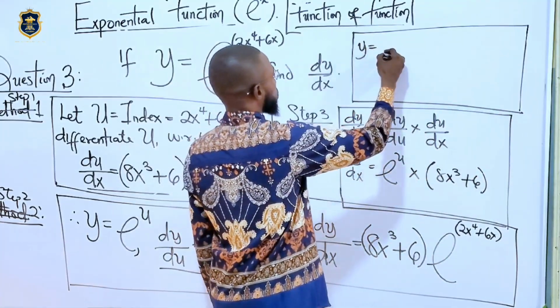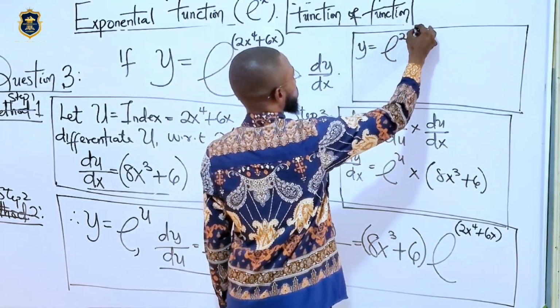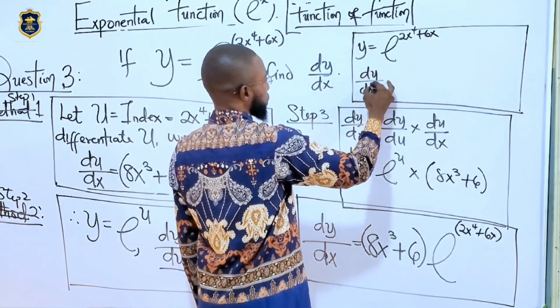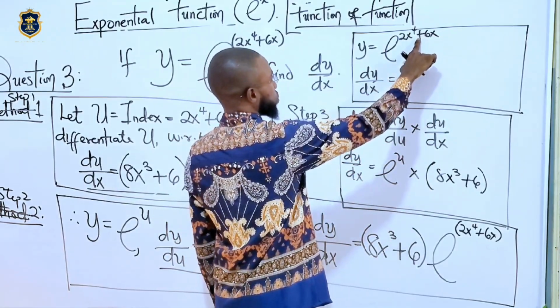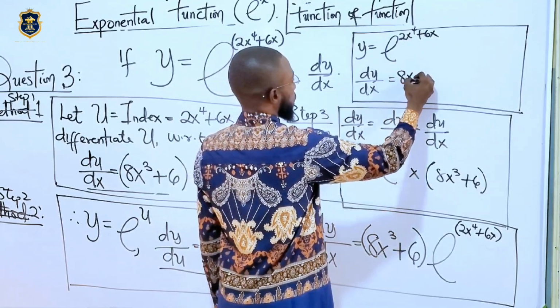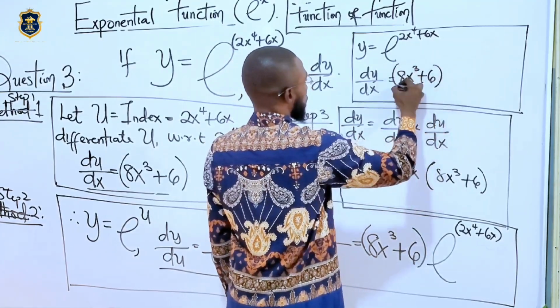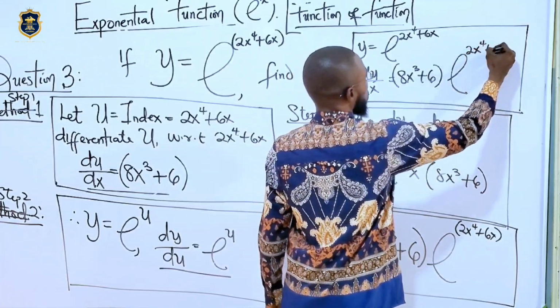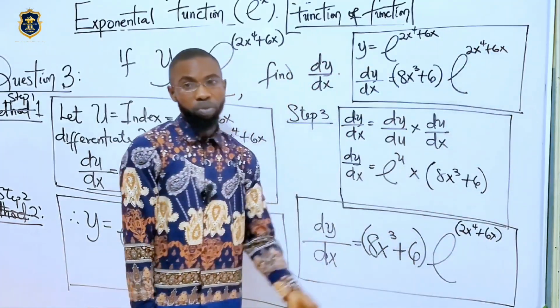If y is equal to e raised to the power 2x raised to the power 4 plus 6x, our dy over dx is easy. We differentiate this function, that will be 8x raised to the power 3 plus 6, and we replace everything, e raised to the power 2x^4 plus 6x. That's all. Very simple.